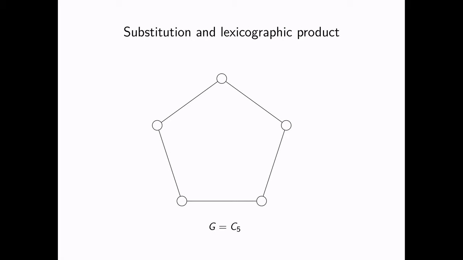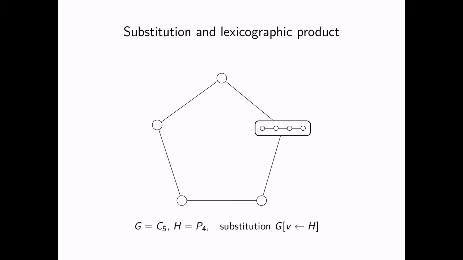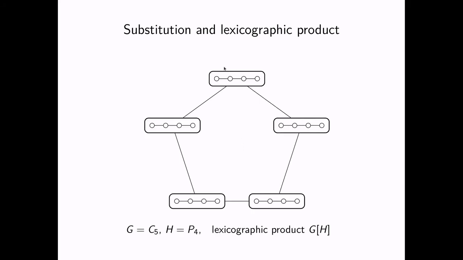So what do I mean by that? If you take any host graph, let's say here C5, and you replace at a vertex some other graph, here I chose P4, and this is a module, so everything that is outside is seeing entirely the P4 or not at all. And you can replace the other vertices of the C5 with other graphs. It doesn't have to be P4, but here that would be the lexicographic product of C5 and P4.